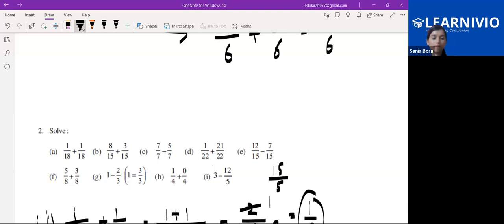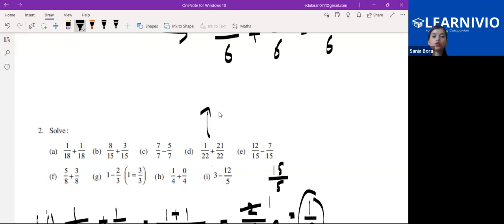Ma'am, can I say the answer? Ma'am, in D1, it's 1 by 22 plus 21 by 22, which is equal to 1 plus 21 by 22. Ma'am, we'll get 22 by 22. Then we'll simplify this to 11 by 11, then 1 by 1.